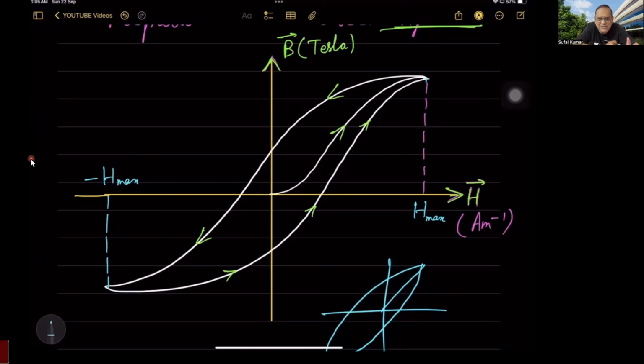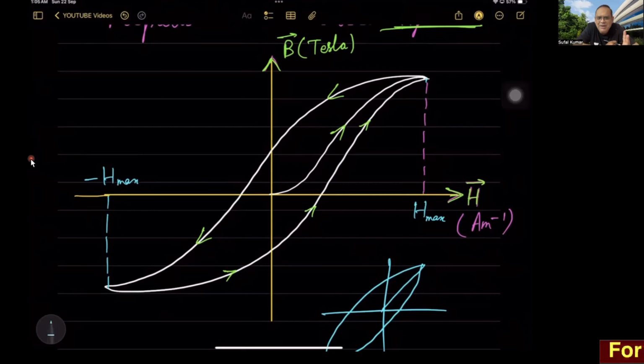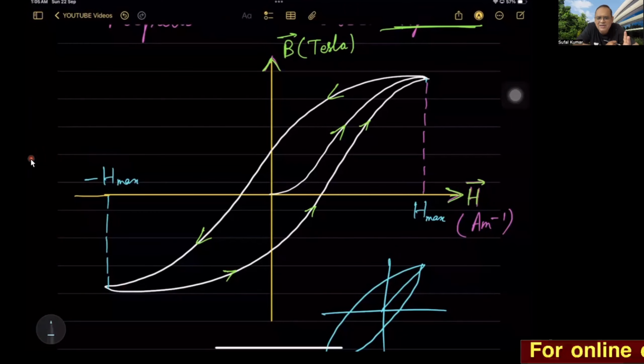Now I am to discuss two physical quantities, namely residual magnetism or retentivity, right?